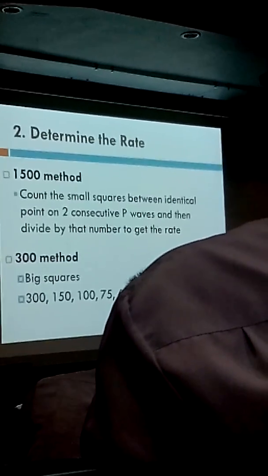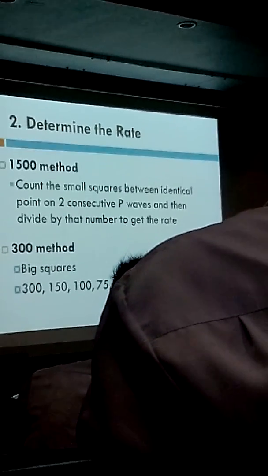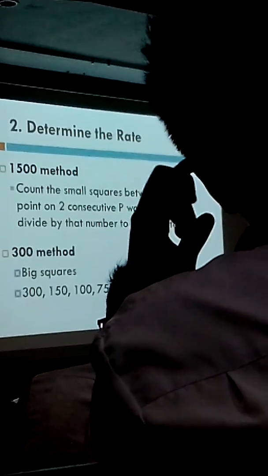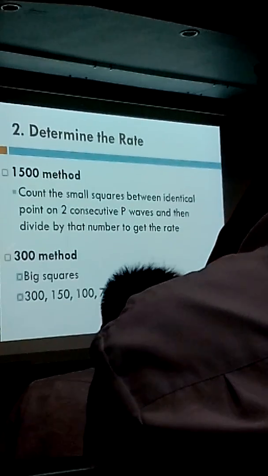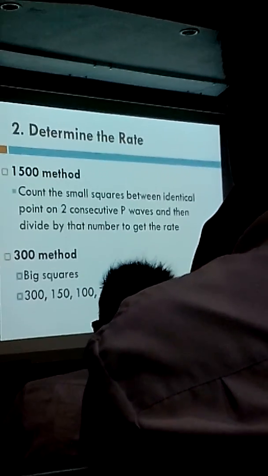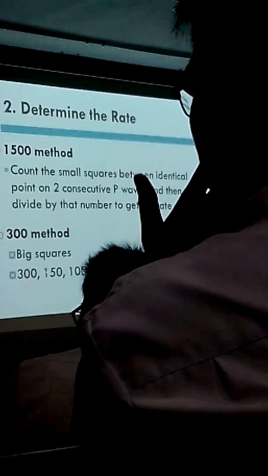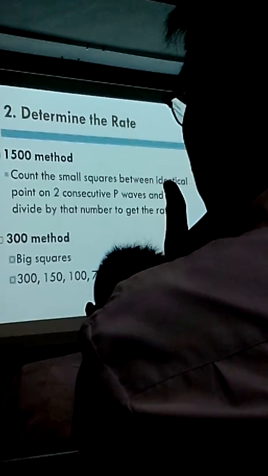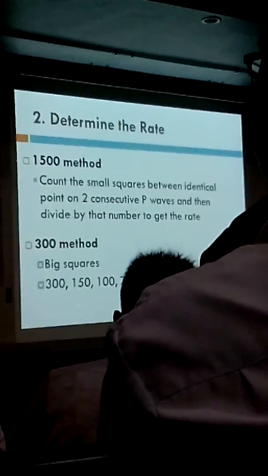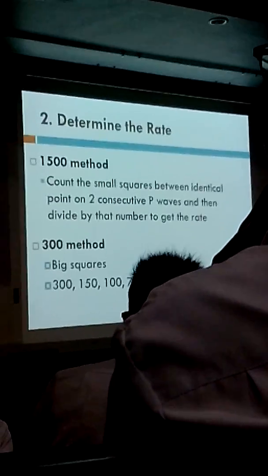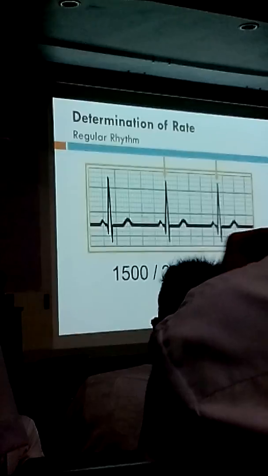Now the 300 method. If you are in a hurry, when you are faced with an ECG, you just want to know if the rate is fast or slow, you can estimate the rate by using the 300 method. So you will be dealing with the big squares. Usually we count it as 300, 150, 100, 75, 60, 50. This is the sequence, so you just have to memorize this. You can have an estimate of the heart rate of the patient.